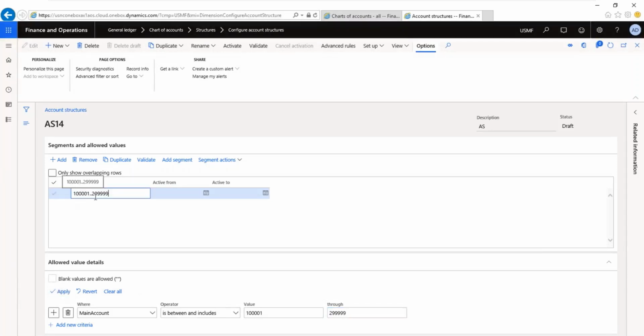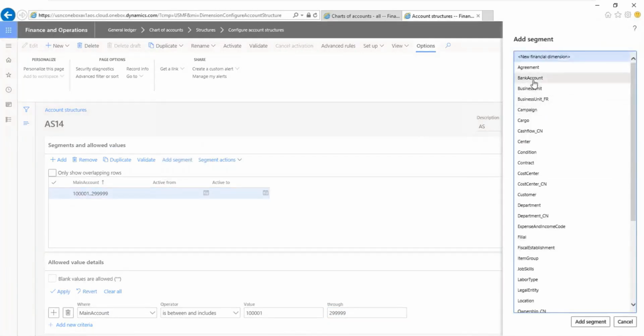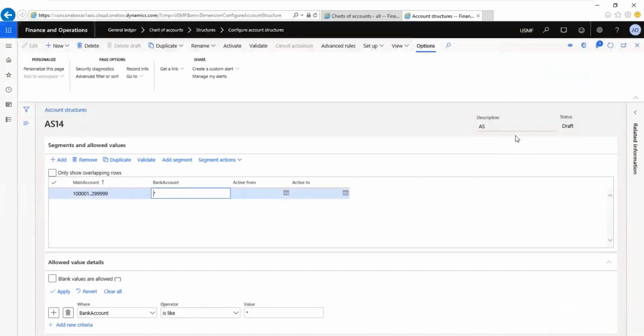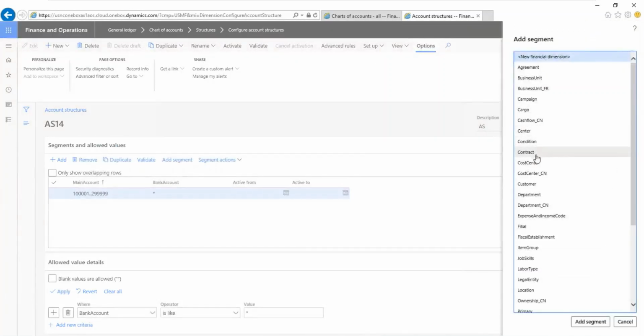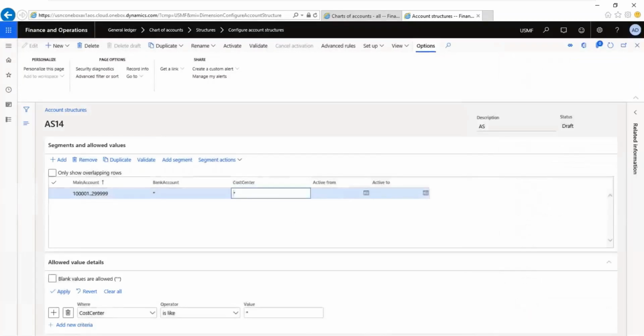From 10000001 to 29999, I want business unit as a dimension, and department or cost center or whatever it may be. Suppose I'm taking cost center, add segment. It is showing a star, which means it is mandatory. Mandatory means without that, you cannot post a transaction. If you want to make it optional, you can select it and click on blank allowed. Then it is optional.